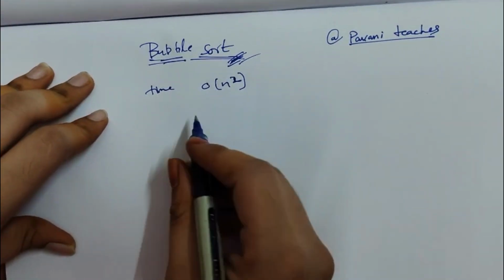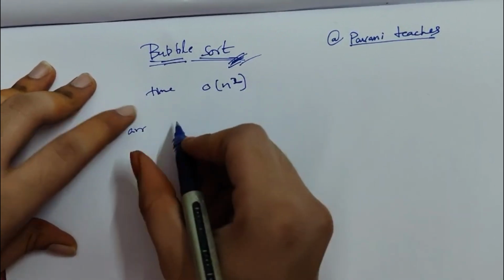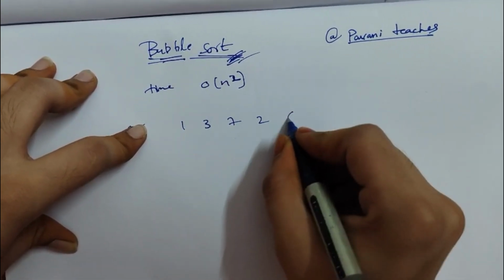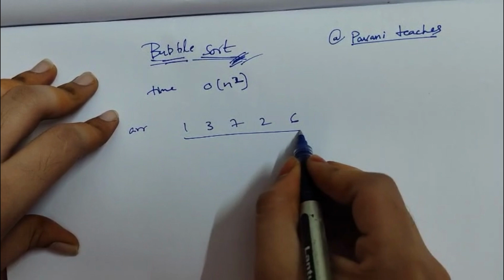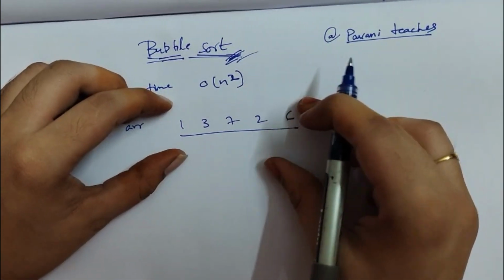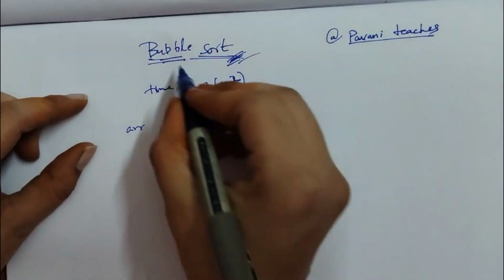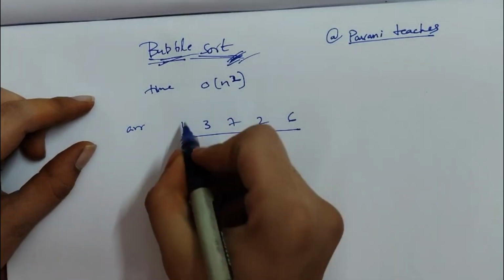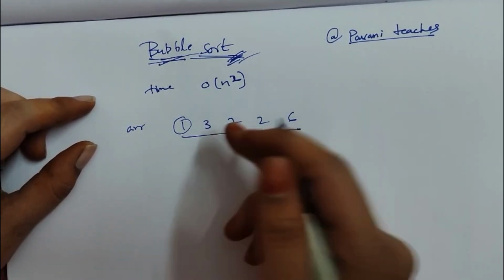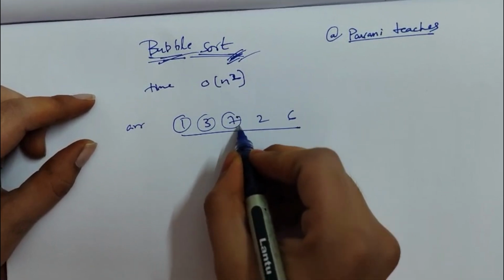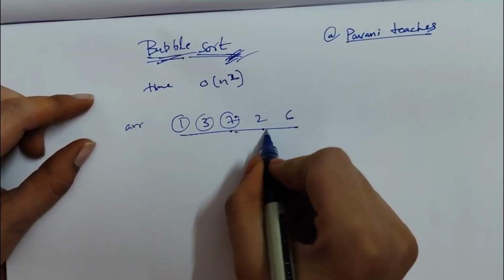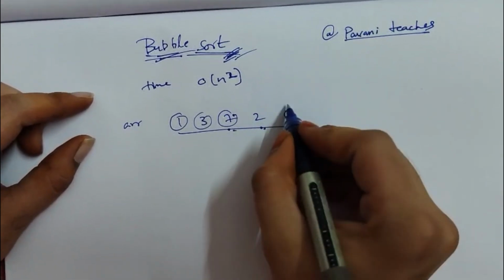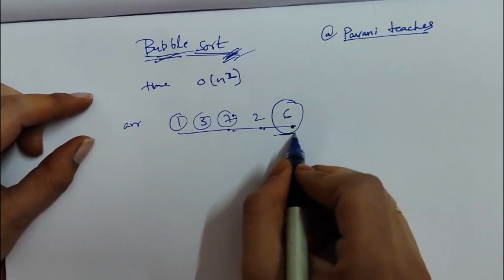Bubble sort, if suppose we have an array of 1, 3, 7, 2, 6. Okay, we are having 5 elements in an array, and now we need to sort this given array. So by using bubble sort, that means here we have to compare the first element with the second element, and like that second element with the third element, and third with the fourth, and fourth with the fifth. Like this we have to repeat the process. For every iteration we'll get the largest number at the end.